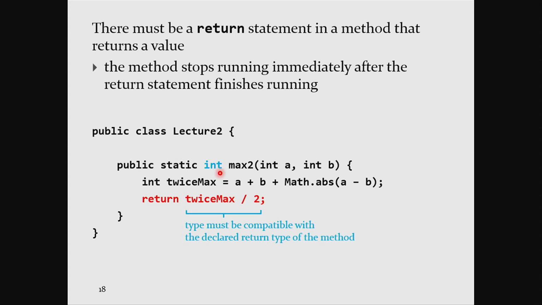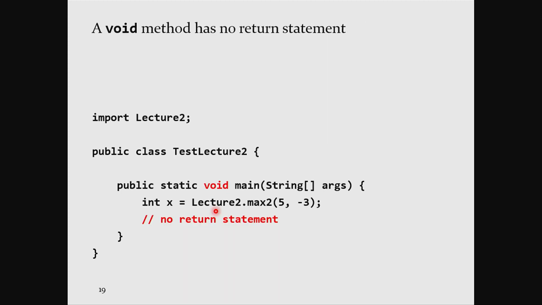Max2 says it returns an int, so I have to return an int. Down here, if I wrote twice max divided by 2.0, that's a double because of the .0 on the 2, and so the compiler would complain. It would say, hey, you're returning a double when you said the method returns an int. And a void method has no return statement. In main, we haven't written a return statement, and that's because the method returns no value.